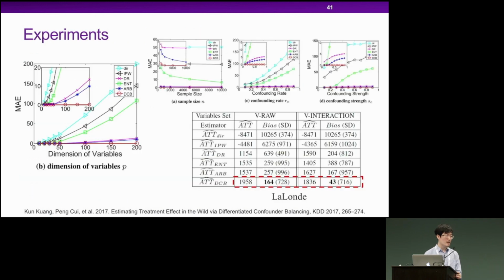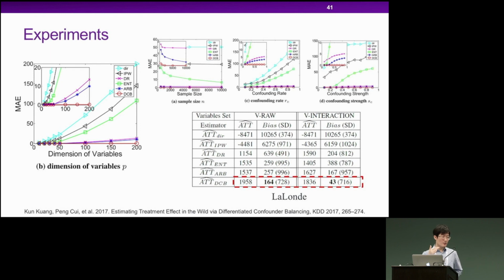And finally, you can find the difference in performance, right? Here you can see the directly confounding balancing performance in terms of bias and also standard deviation. If you just estimate the ATT without considering any bias here, you are totally wrong, right? If you just use the IPW, this is the entropy balancing, and also this is the differentiated confounder balancing.